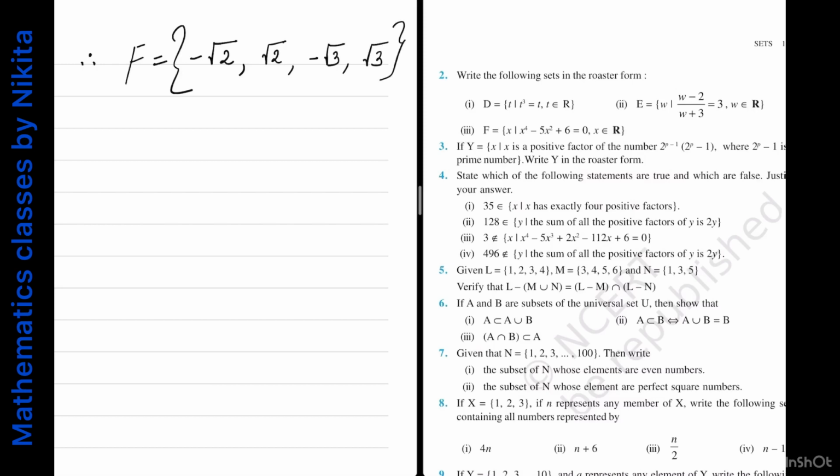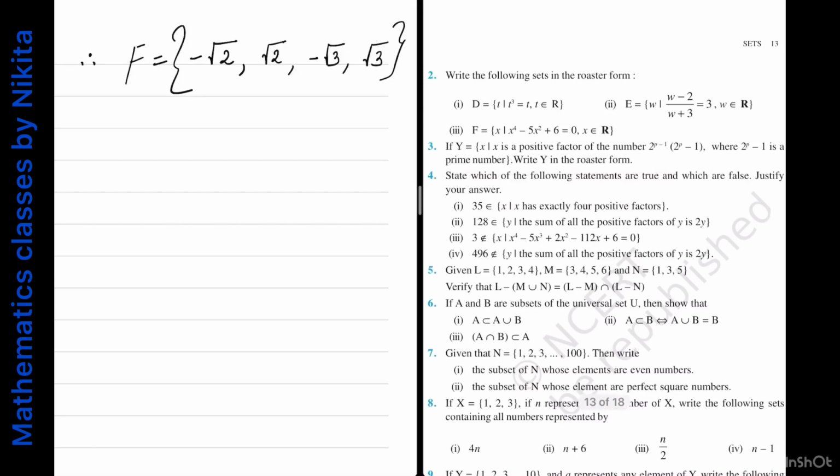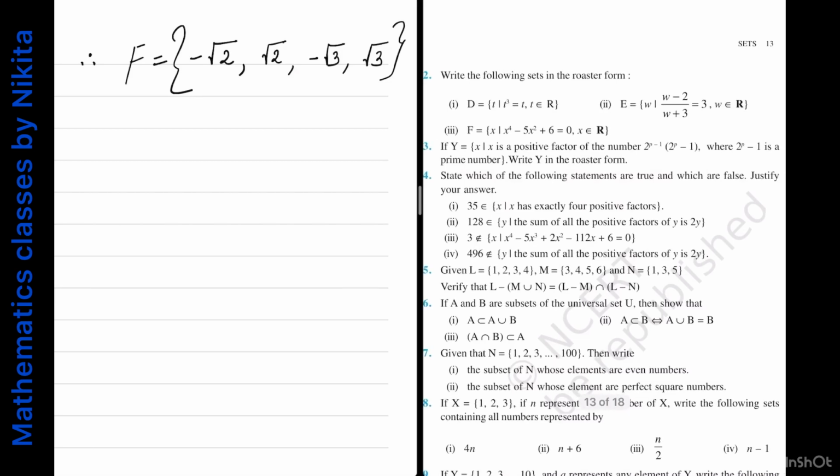Okay, now let's see the next question. Question number 3 says, if capital Y is equal to all those x such that x is a positive factor of the number 2 to the power p minus 1 into 2 to the power p minus 1, where 2 to the power p minus 1 is a prime number, write y in roster form. So very important question and very easy also. So first of all, you have to find what you have to find.